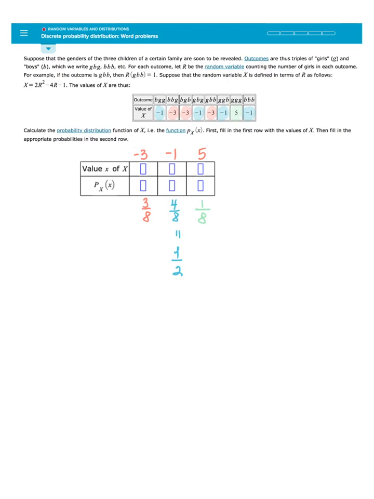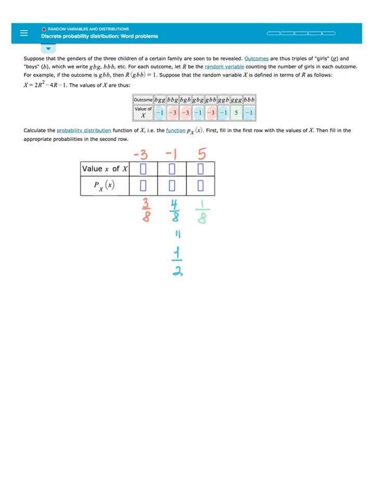Suppose that the random variable X is defined in terms of R as follows. X is equal to 2r squared minus 4r minus 1. So we have an algebraic expression that explains how the variable will be distributed. The values of R are the following.